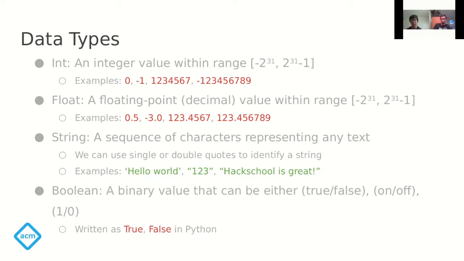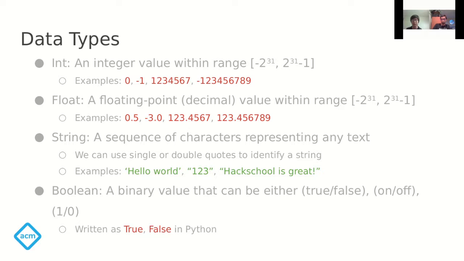We also have strings, which are a sequence of characters, which can represent any different text. In Python, we're able to use single quotes or double quotes, so it doesn't really matter. Examples shown here are hello world. You can actually use 1, 2, 3 in text as a string, as well as hack school is great.